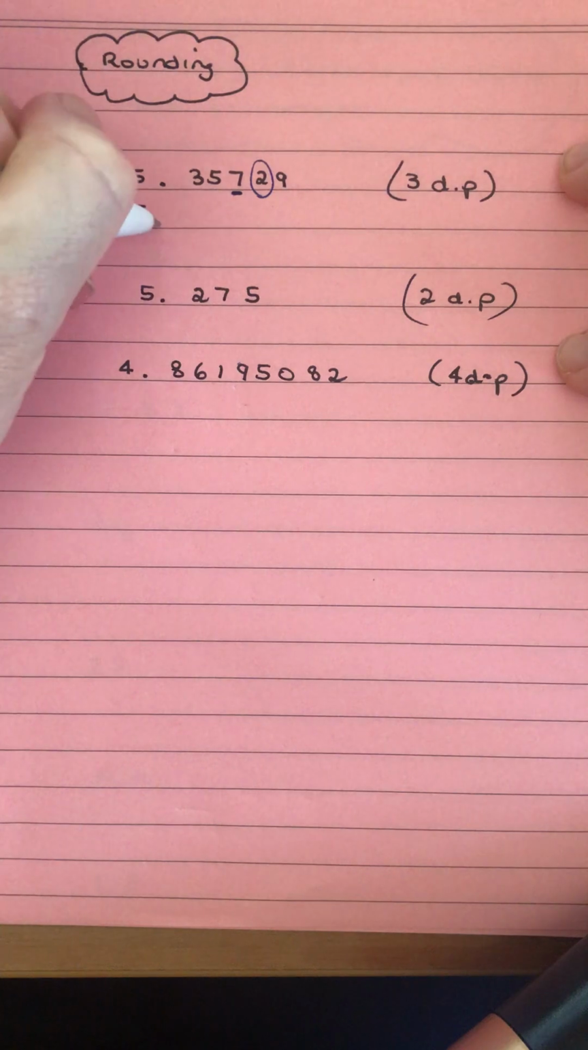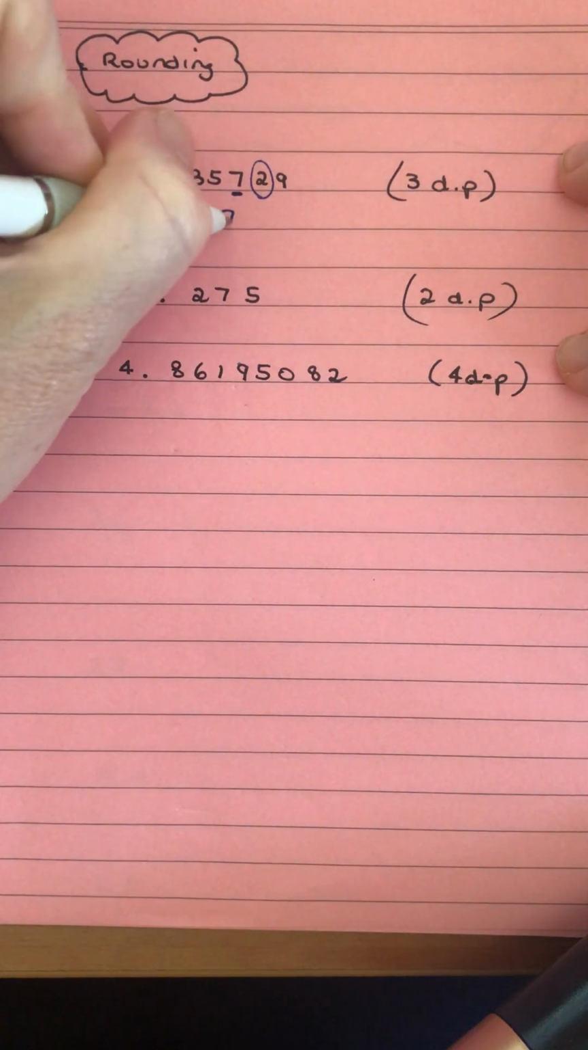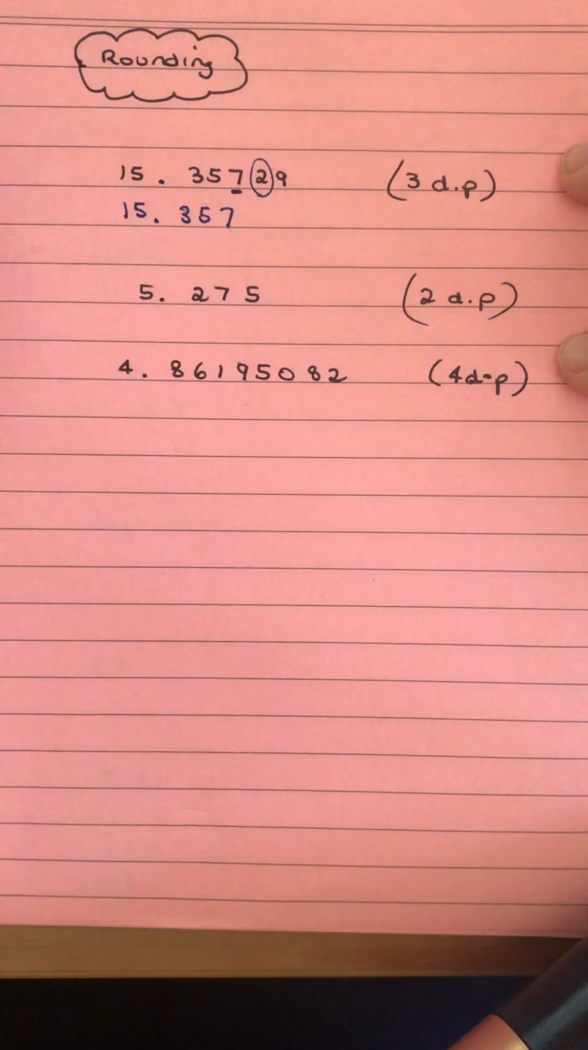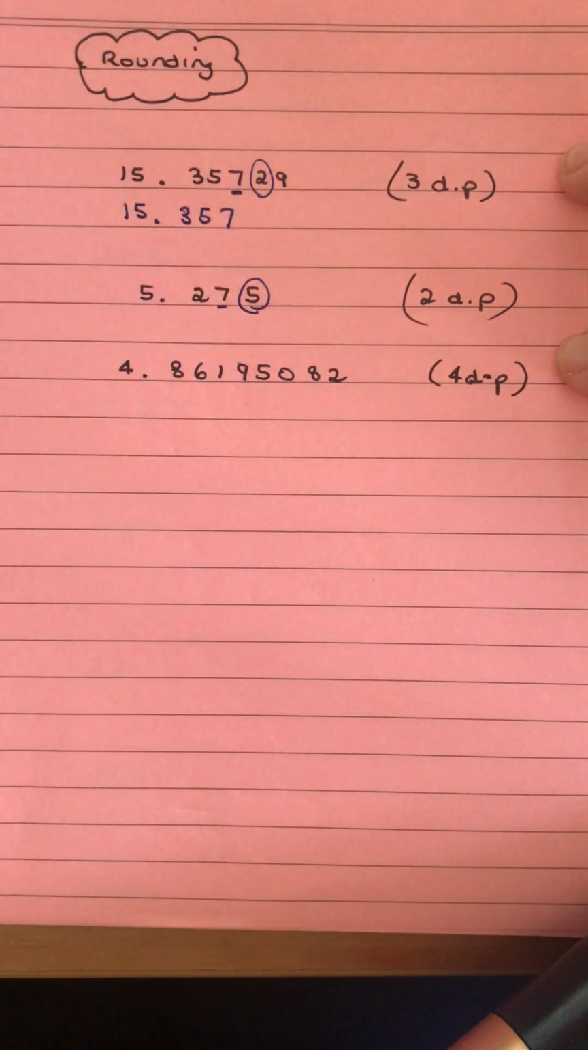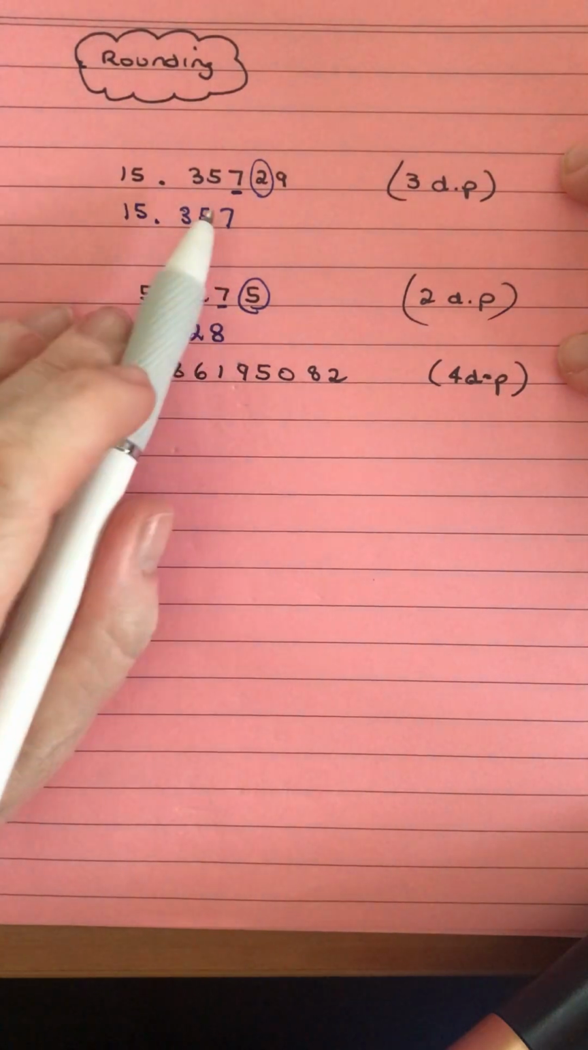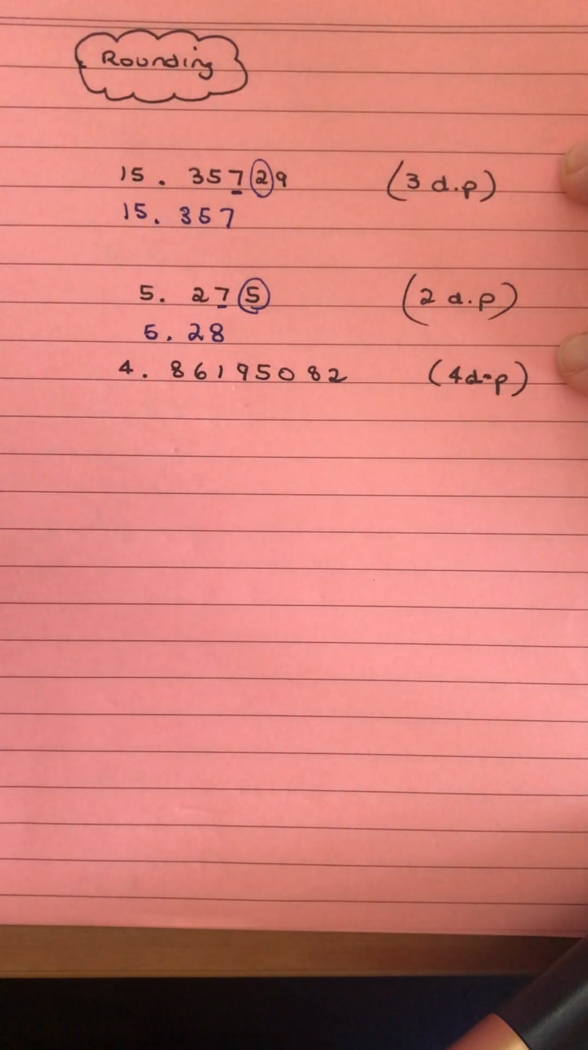So we would write 15.357 and leave it there. Here we've got 2 decimal places. So we're looking at the 7, but its critical digit is 5. That number is more than 4, which means we're going to round up. So that would be 5.28. So if we're rounding down, that number stays the same. If we're rounding up, we're changing that number that we underline to the one above.